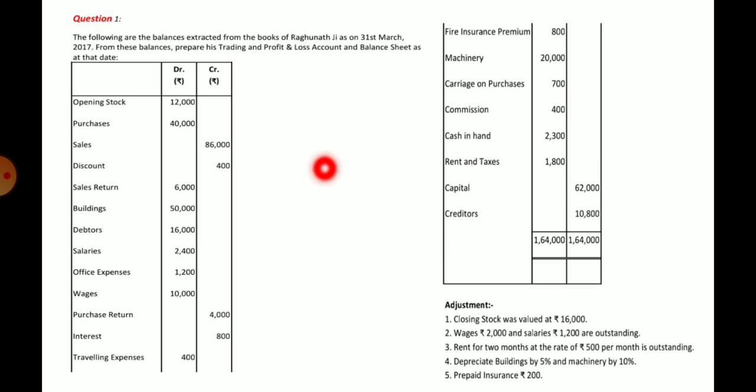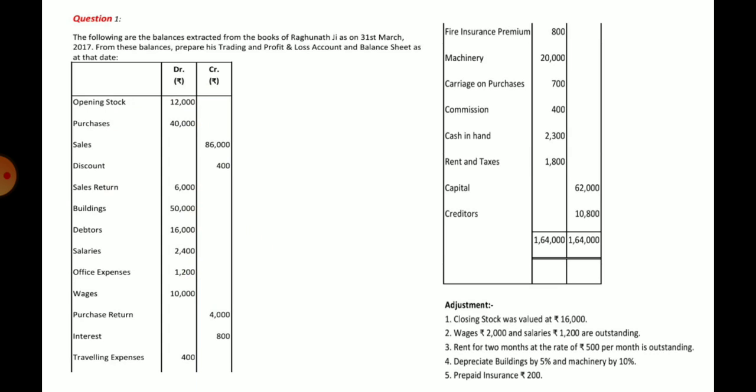So, opening stock, there is a trial balance. You don't have to read all the amounts, but you have to read these adjustments very carefully. So first of all, closing stock was valued at 16,000, and in the question the closing stock is not given, so it will be written. Wages 2000 and salary 1200 are outstanding. So outstanding wages and salary will be added to their amounts.